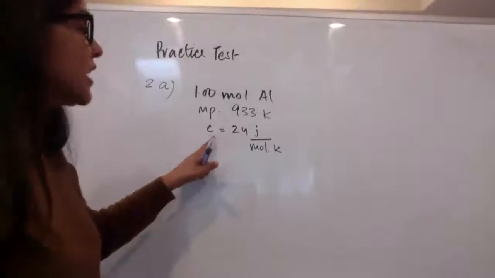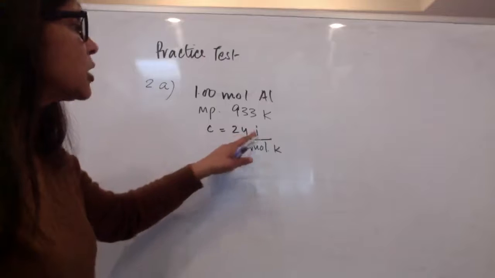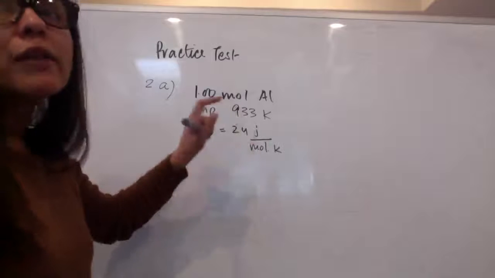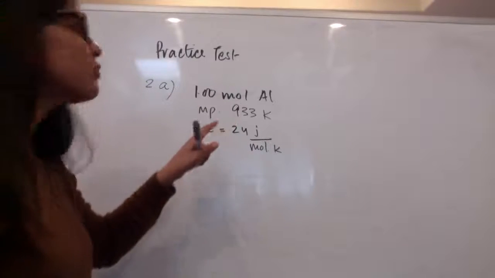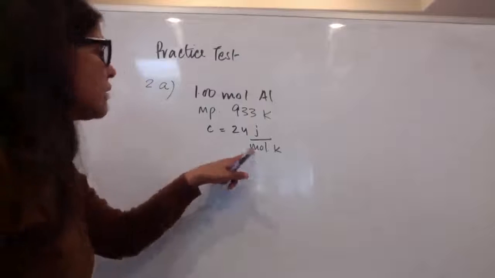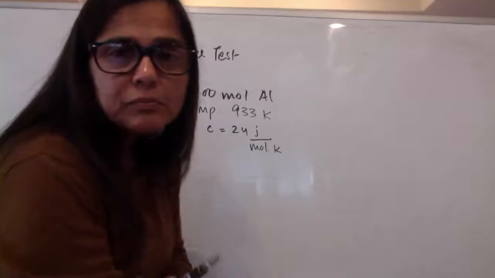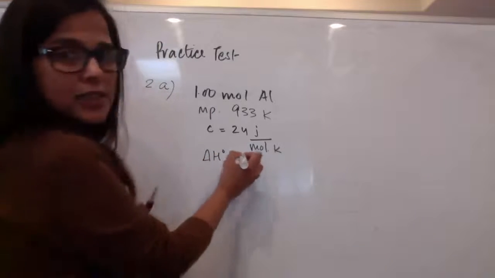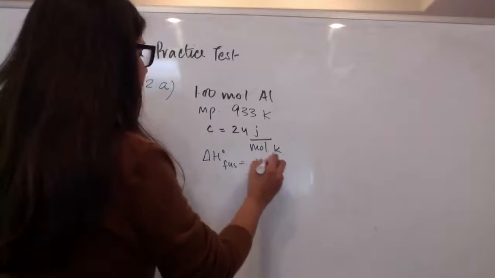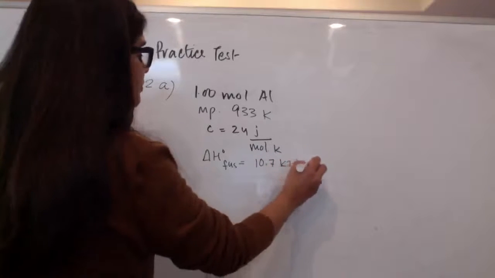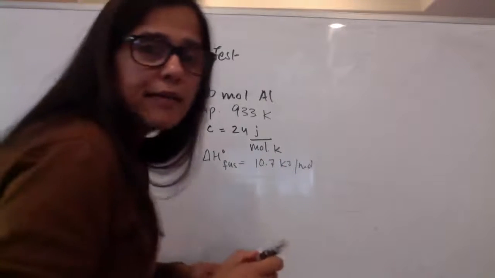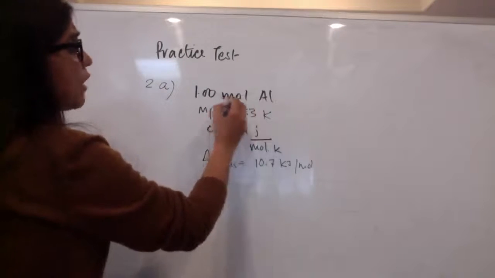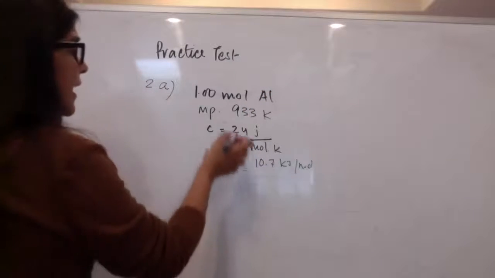Generally, we use specific heat capacity or specific heat, that is in joules per gram Kelvin. But when instead of gram we use mole, rather than calling it a specific heat, we call it molar specific heat, because now we are talking per mole of a substance. And heat of fusion, delta H0 fusion of this is 10.7 kilojoules per mole.